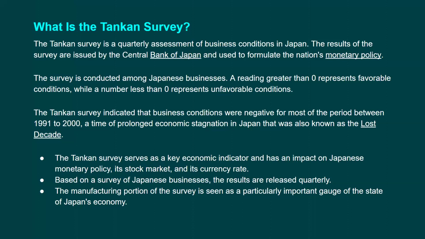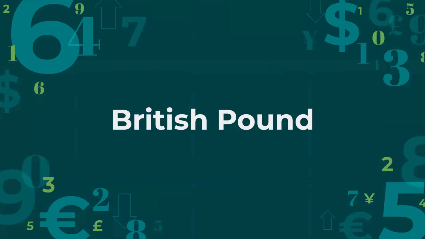This was for most of the period from 1991, if you recall, the end of the 1980s and the collapse of the real estate market and everything else in Japan. From 1991 to 2000, it was negative, and that was telling us there would be prolonged economic stagnation called the lost decade. So again, it's an economic indicator. Follow that. Put it on your calendar if you are trading the Japanese yen or looking at investing in Japan.